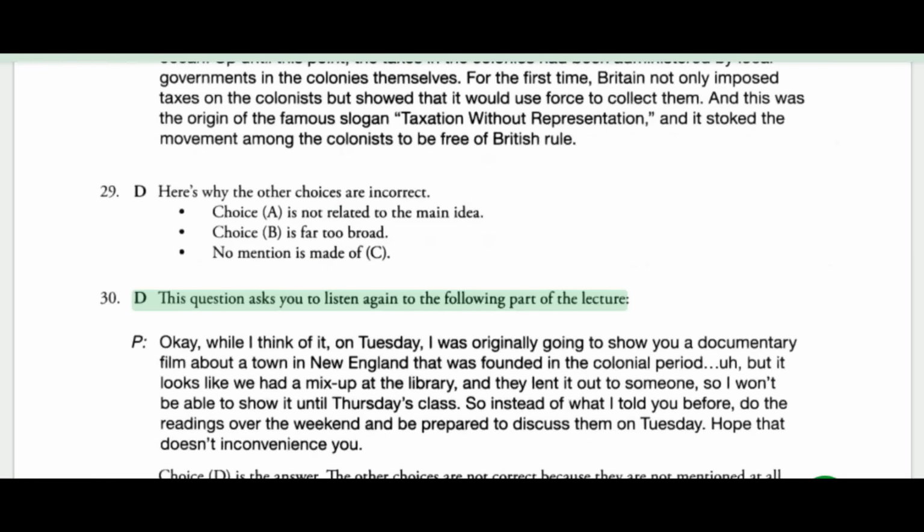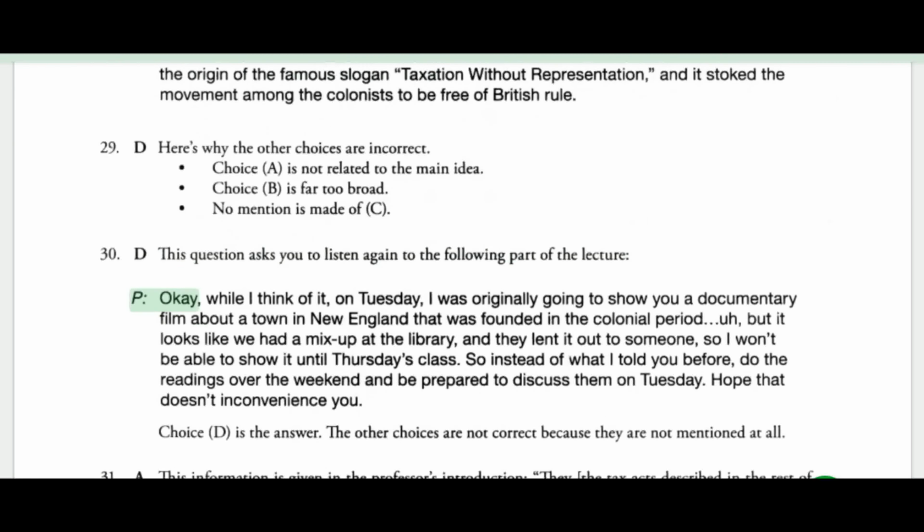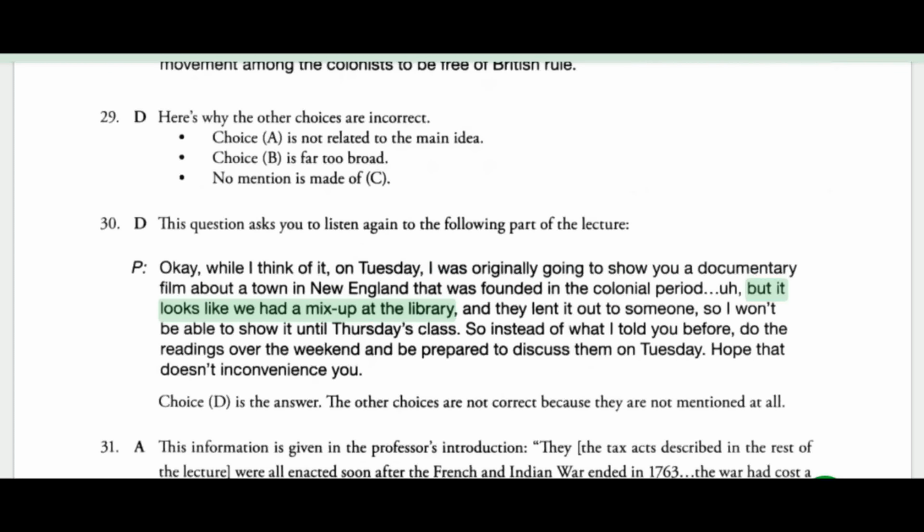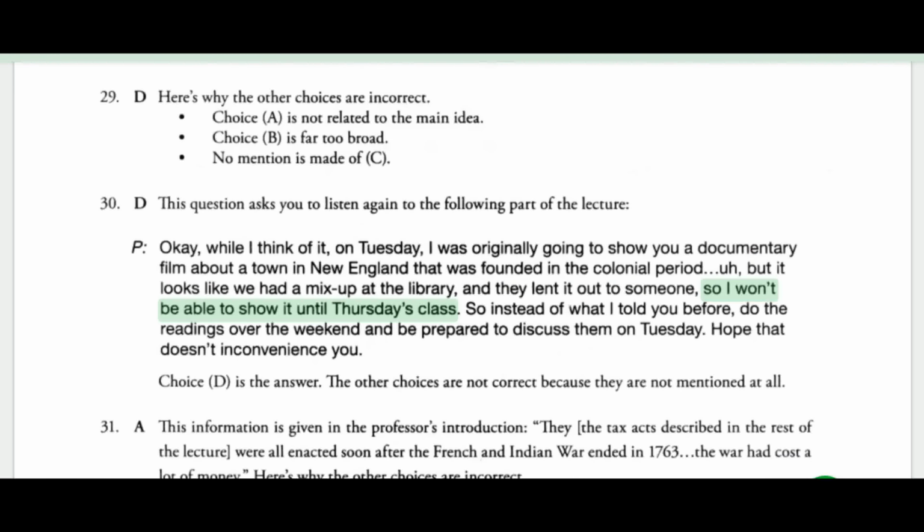Okay, while I think of it, on Tuesday, I was originally going to show you a documentary film about a town in New England that was founded in the colonial period. But it looks like we had a mix-up at the library, and they lent it out to someone, so I won't be able to show it until Thursday's class.